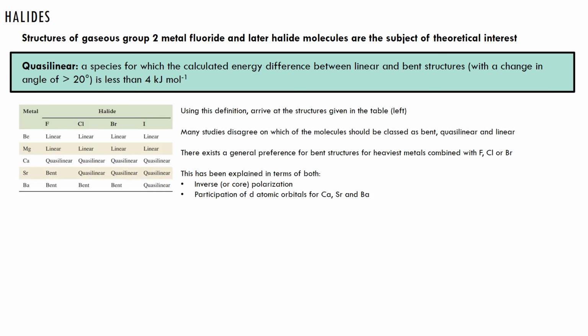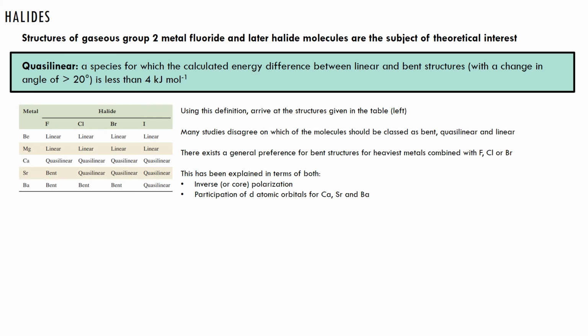And when you look at this definition, you arrive at, theoretically, some of the structures for the group 2 metal halides. You can see that some of them are linear, some of them are in this quasi-linear state and are likely to be moving constantly between a linear and a bent shape, and some of them are permanently bent. So particularly those group 2 metal halides of the later elements in group 2, barium and strontium, tend to exhibit this bent or quasi-linear type structure.